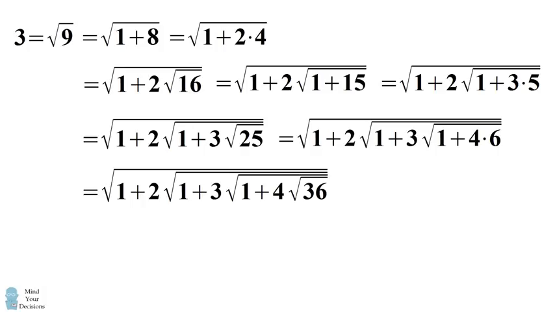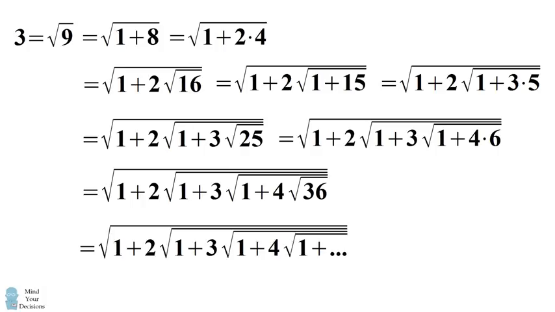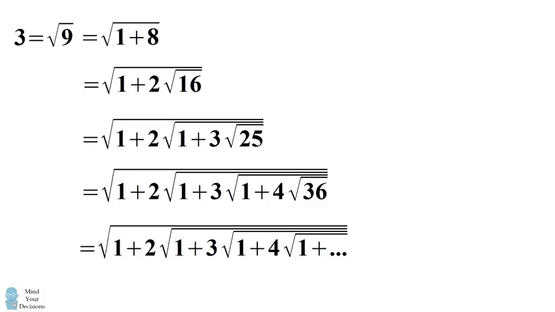In fact, I claim this pattern continues indefinitely. Therefore, we proved this infinite nested radical is equal to the original term, which is 3. But how do we know the pattern continues? If you take a look at the final square root, we always have the square root of a perfect square. We want to know, can we get from this term to the next term?